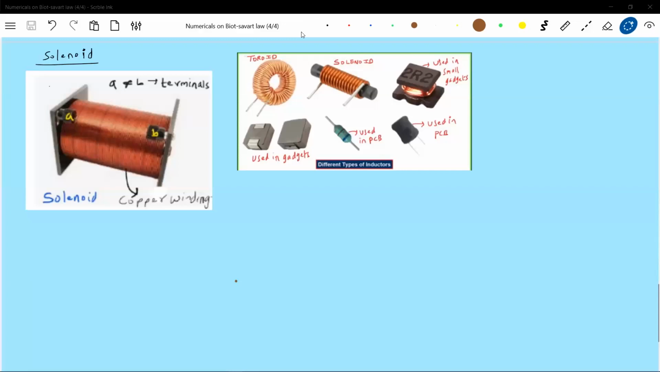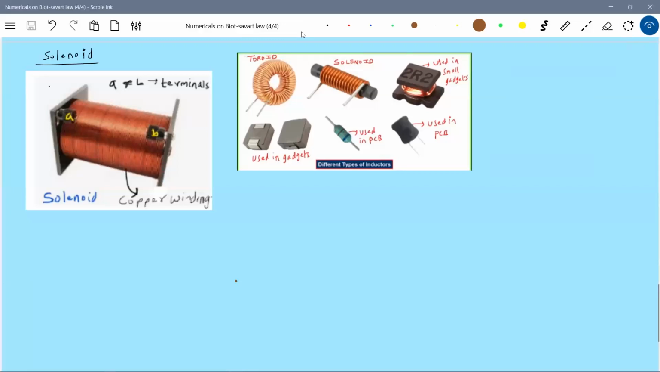These are some differently shaped solenoids. Just type in Google, you will get plenty of things. Most popularly, what we use in the lab will be of this kind, copper winding. These are used in circuit boards, like when you open a mobile or the television or any electronic circuit. This is more popularly what we use in electrical equipment, toroid. This is used in small gadgets. So we have plenty of types of solenoid.